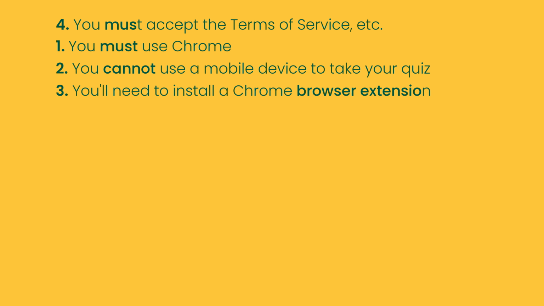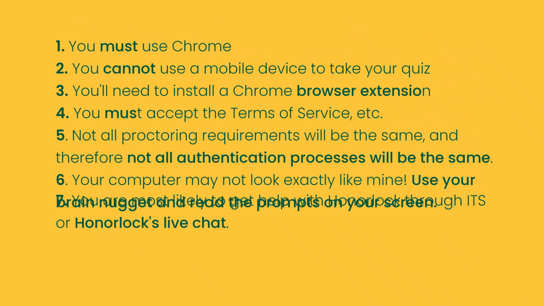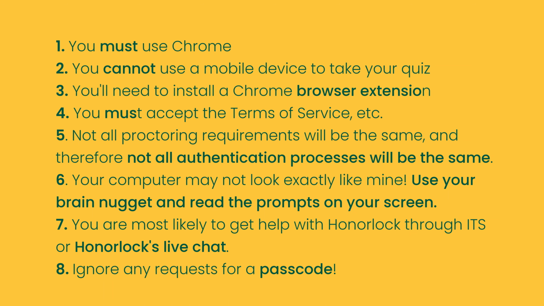First, there are not so few things to keep in mind. You have to use the Chrome browser and you cannot take an Honorlocked quiz on your mobile device. Honorlock works via a browser extension, so you'll have to install it and you must accept all of Honorlock's policies and terms of service. You cannot opt out. If you have concerns about this, contact your professor.